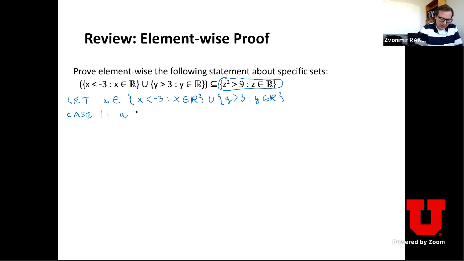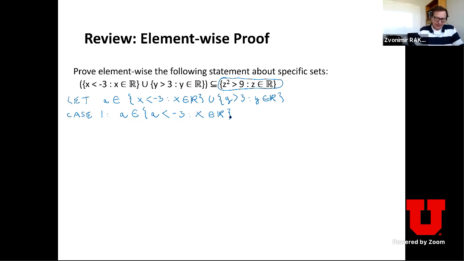Is when A is an element of this set on the left. So x less than -3, where x is an element of R. And so now in this case 1, we have to prove that x is an element of the set on the right. And on the next slide, I'll do the similar thing for case 2.